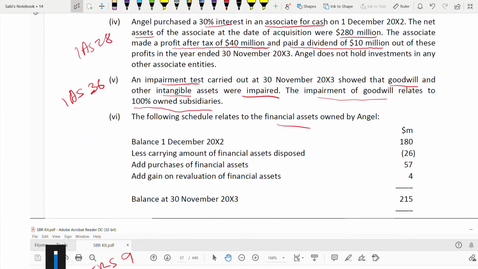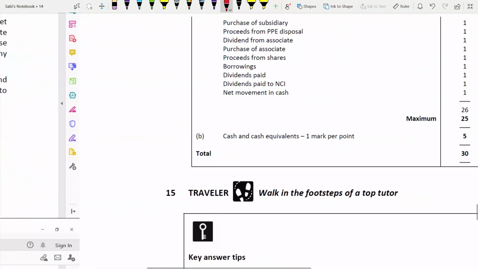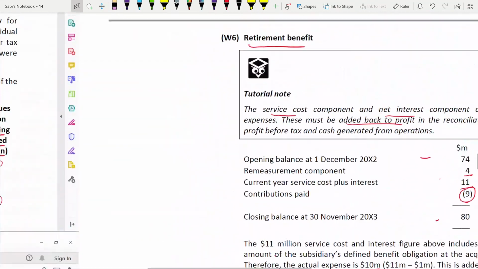Yes, you will get from this schedule. 57. You see how many places you have to visit just to get the cash flow statement right. And this takes a lot of time. That's why practice is the key. You need to practice this multiple times until you get it right in the time limit. 57. Okay. So with that, I have finished the first part, the cash flow statement.